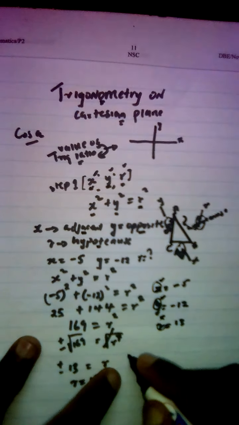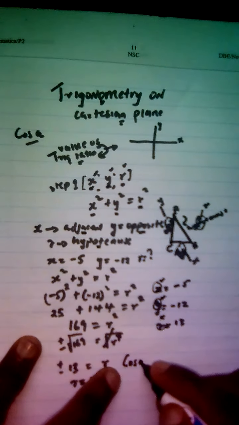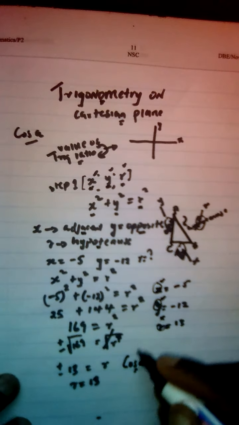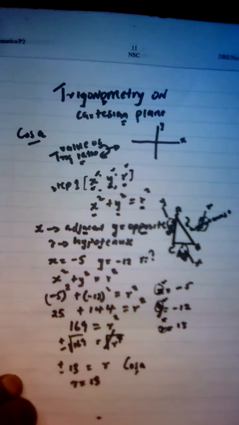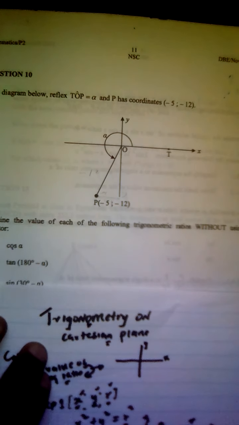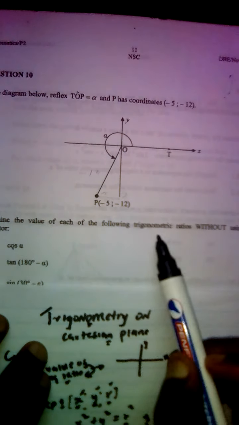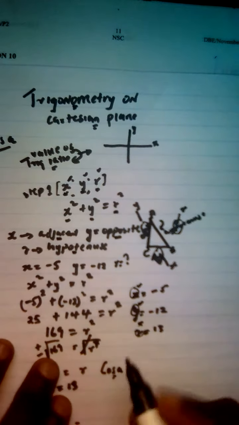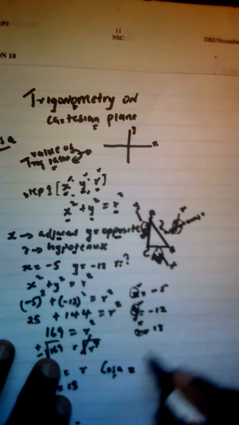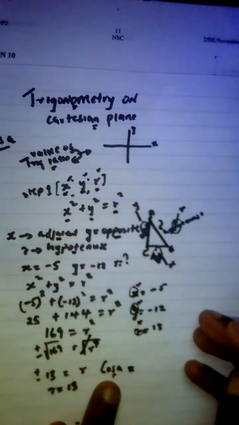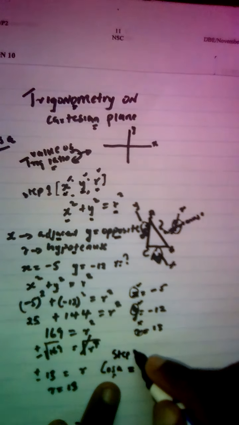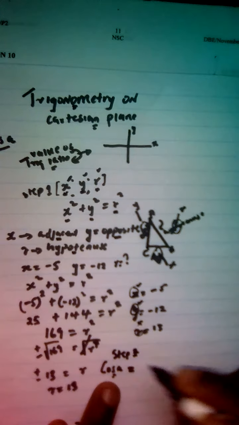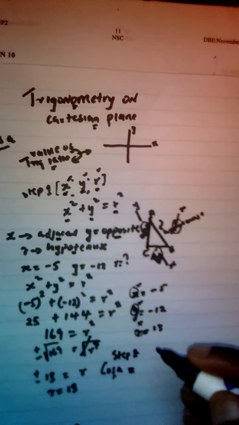For example, let's go to cos alpha. Let's look for the answer of cos alpha, because if you look at the question, they say determine the value of the following ratio. They want you to answer cos alpha. So I'm answering cos alpha. Cos alpha equals to, I'm answering that. But now, another important part, let me just consider step number 2. Step number 1 was to solve X, Y, and R.